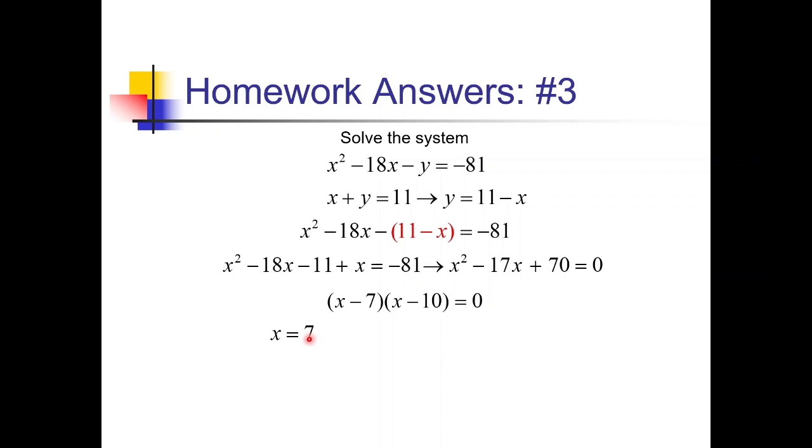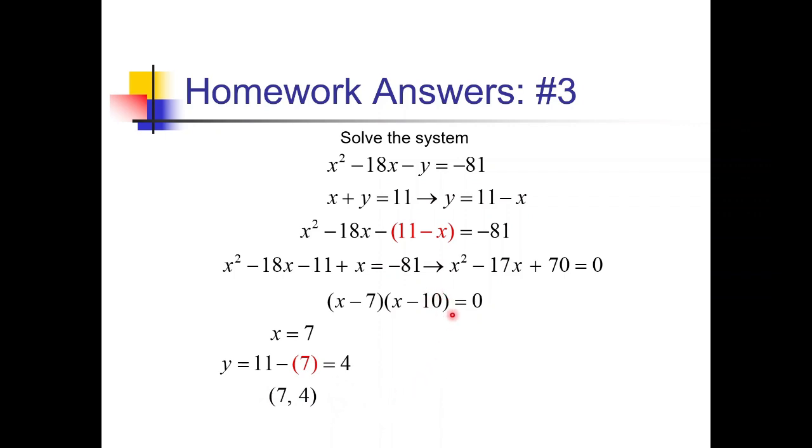Now we actually do have to plug this back in to get a y value that goes with it. When you're solving a system, you're getting a point, an x and a y value. So let's plug this into, I think just this 11 minus x equation is going to be our best bet. So we have y equals 11 minus 7, which is 4. So we have 7 comma 4 as one of our answers.